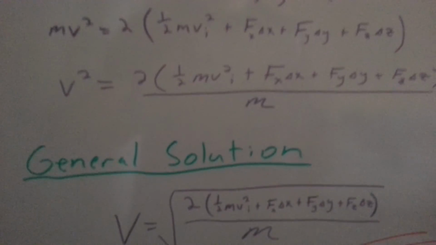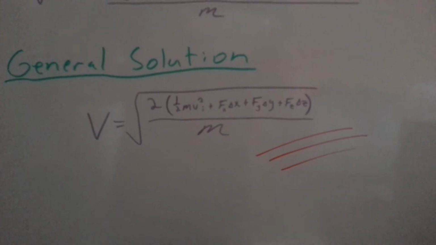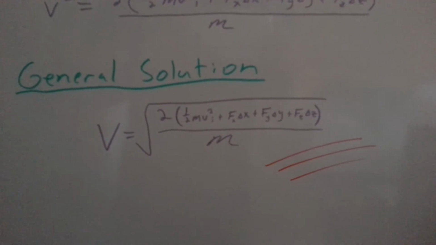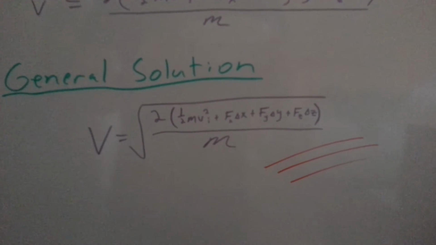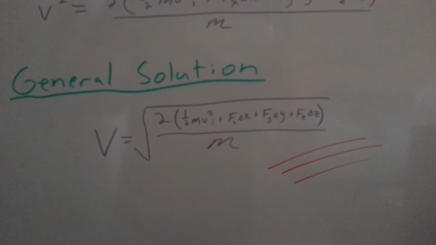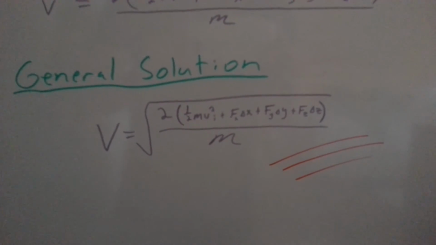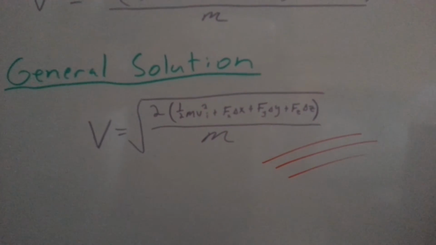And then finally, your general solution will be v equals the square root of 2 times the initial kinetic energy plus work, divided by the mass. And from this, you can plug in your initial values, do your calculations, and get a numerical value for v.